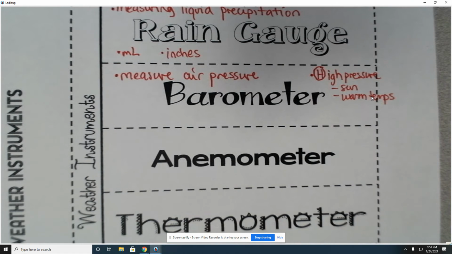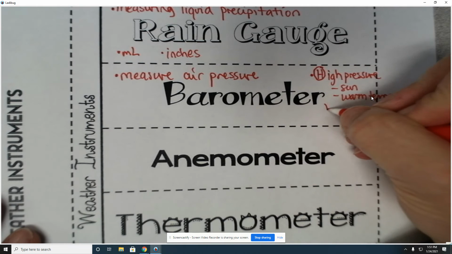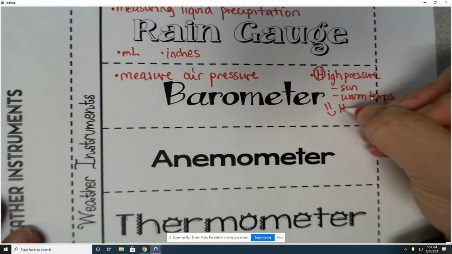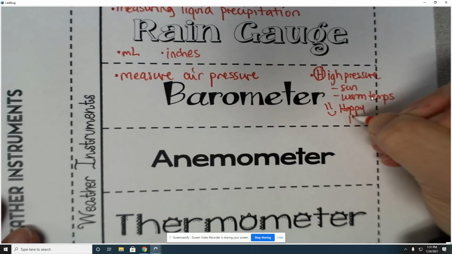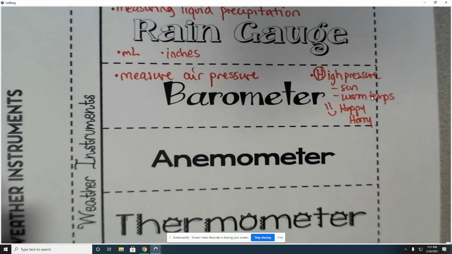And how do we remember this? So I use the idea of you have an aunt and an uncle. You've never met this aunt and uncle before, but this uncle's name is Harry. Notice the H. And he is always happy, okay? So I'm going to draw a little smiley face here. Happy Harry, right? That's our uncle, Happy Harry. He loves to stay outside in the sun and the heat, and he brings warm temperatures with him. So you think of high pressure systems as bringing sun, warm temperatures, and just days that we would love to play outside.